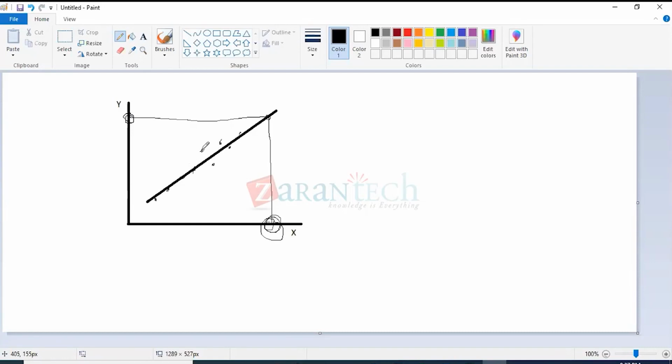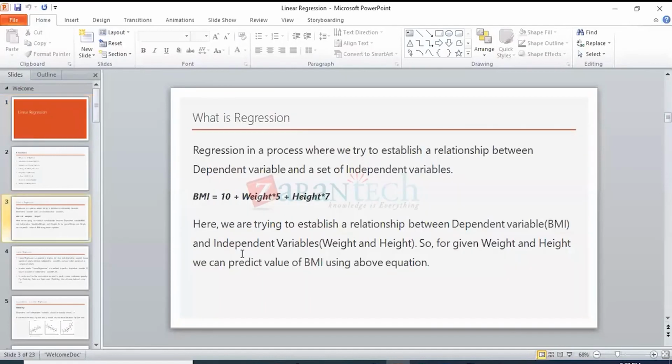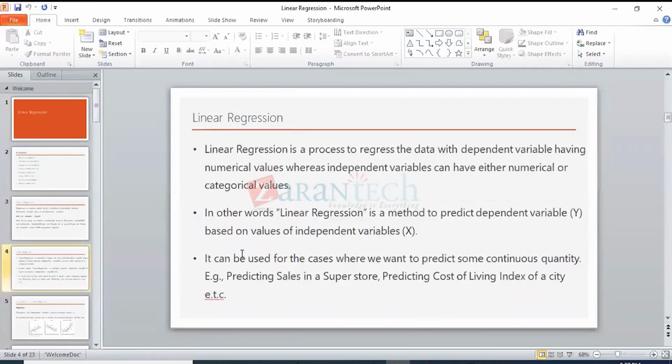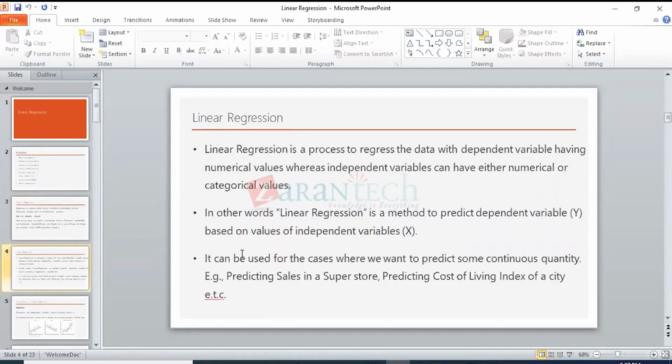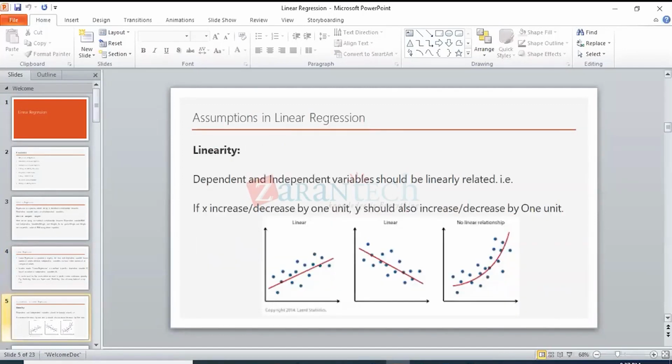Okay, so are you clear with the basic idea of linear regression? Now you guys must have got the idea at least. Okay, so let's start. Like I said, regression is a process where we establish a relationship between dependent and independent variables. That's the definition of linear regression.